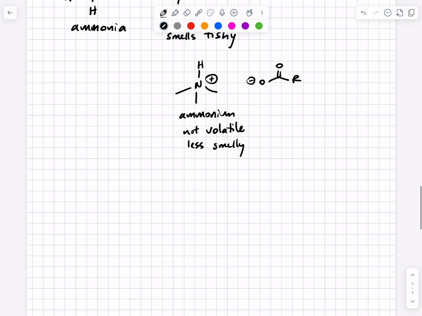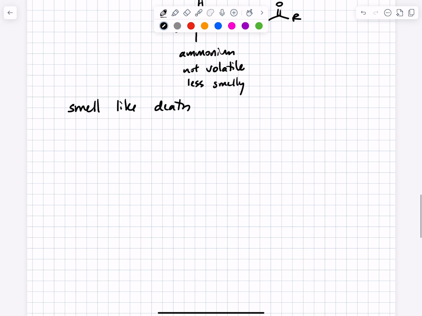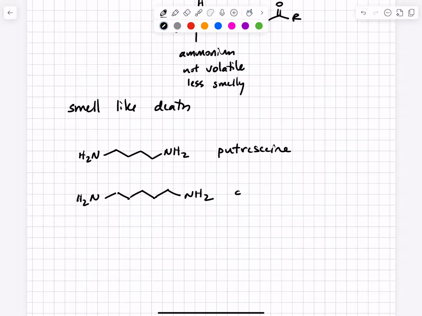Okay, it gets worse because some of the amines smell like death. So these are literally breakdown products from certain amino acids. So as corpses are degrading, some of these molecules are made, and the name really says it all. 1, 2, 3, 4, 5. This one, 4 carbons with 2 amines, is called putrescine. And this one that has 5 carbons is called cadaverine. So that is the smell of rotting flesh.